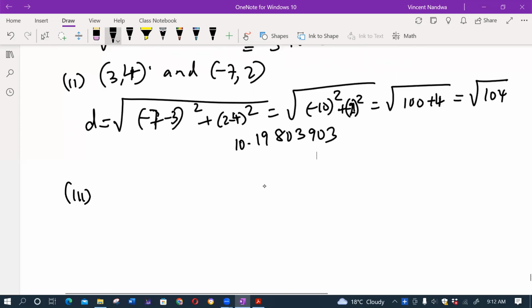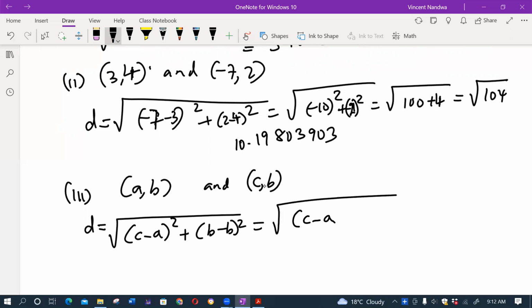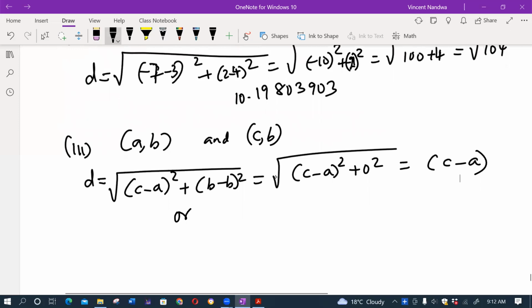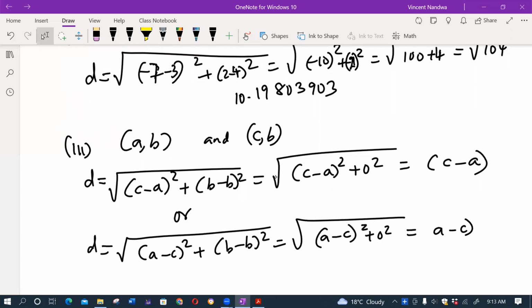Number 3, A, B and C, B. So the distance will be given by square root of C minus A squared plus B minus B squared, square root of C minus A squared plus 0 squared, just C minus A. But for this question also, someone can do it as square root of A minus C squared plus B minus B squared, which will be square root of A minus C squared plus 0 squared, which is A minus C. So whether this or this, all of them are correct.